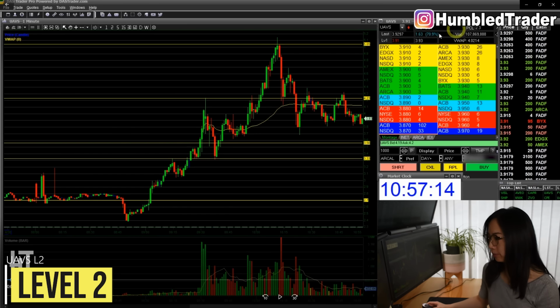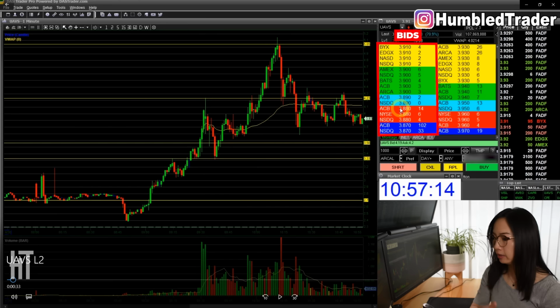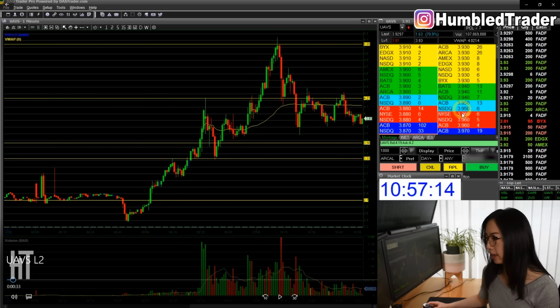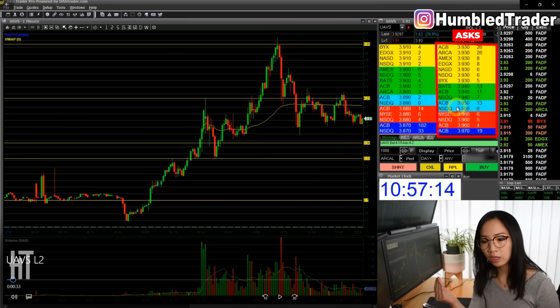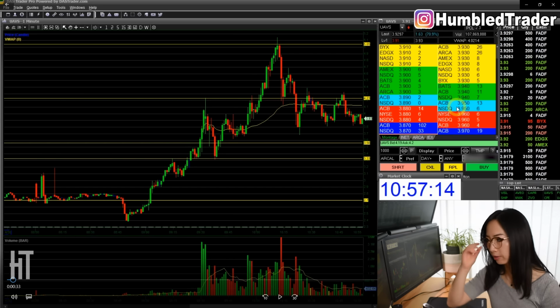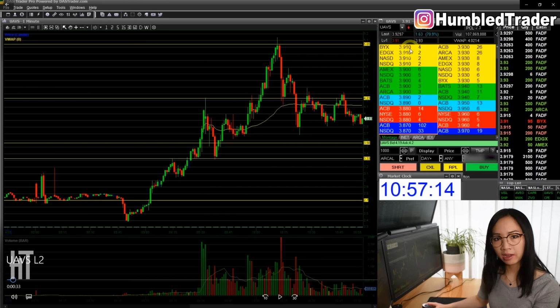Level 2 over here, the left column is basically the buyers, the pending orders waiting to buy or cover the stock at a particular price. The right hand column, these are the asks or the offers. So these are orders waiting to get filled to either sell the stock or short sell the stock. So basically just remember, left hand side are the bids, the buyers, and the asks, or the offers, are the sellers.